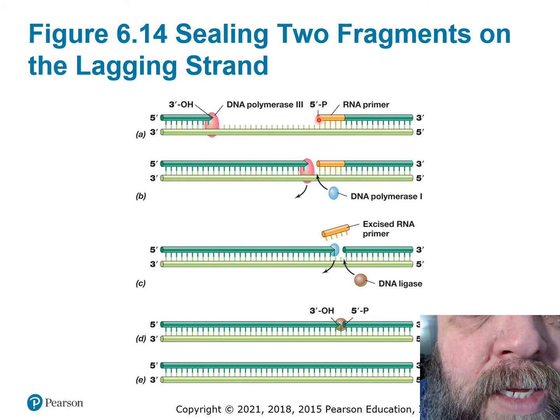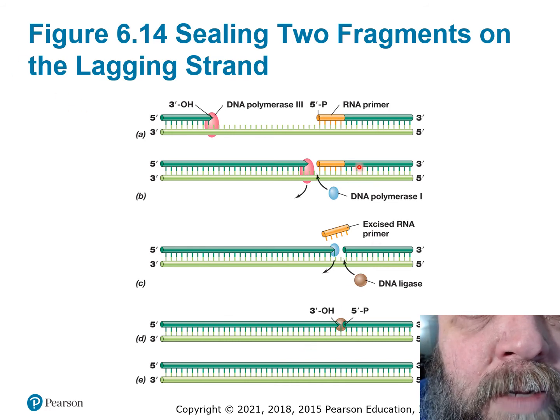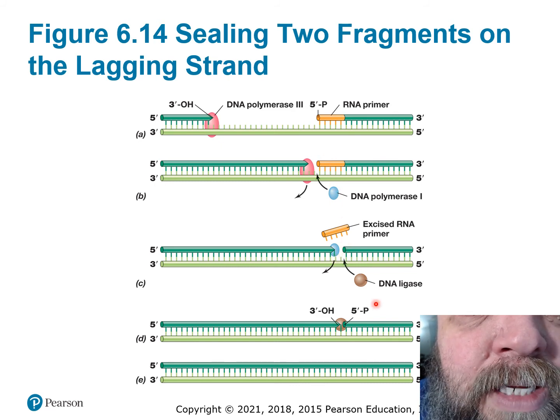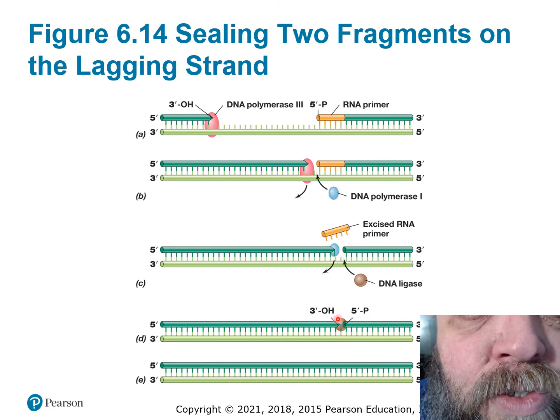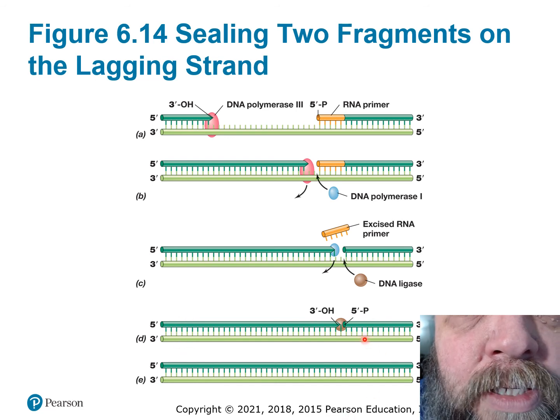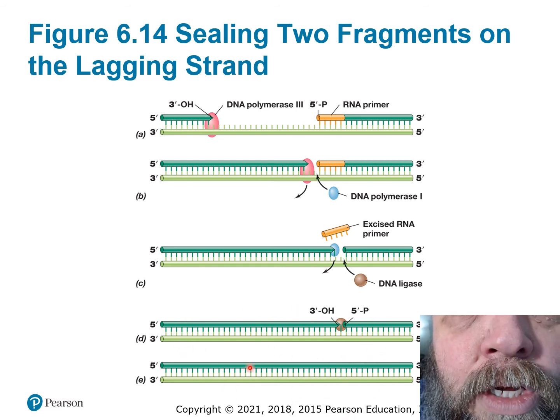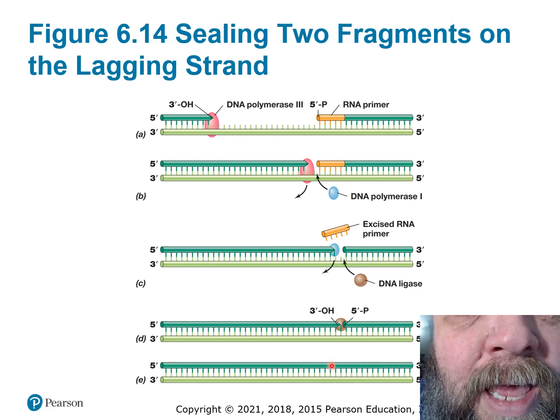Pol III fills in, hits this, jumps back to another one here, fills in, jumps back. Pol I comes in, removes the RNA, lays down new DNA. Ligase joins everything, and once they're done with their little dance, you have a continuous new strand of DNA. You have a double helix.